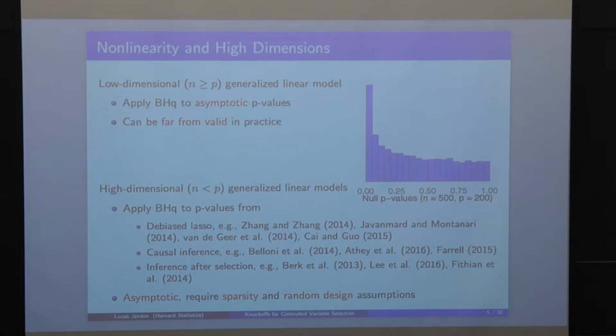And then they make certain random design assumptions. And under those assumptions, they do get asymptotically valid p-values. However, again, those assumptions are quite strong. And just like we have this problem in finite samples here, when you're actually in a finite sample setting, these can be very biased, and you get very invalid p-values.